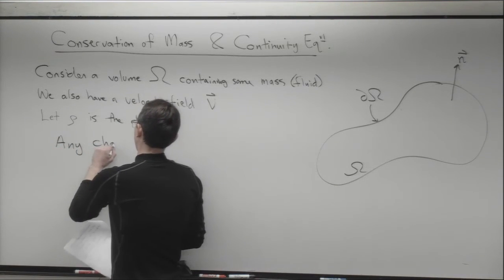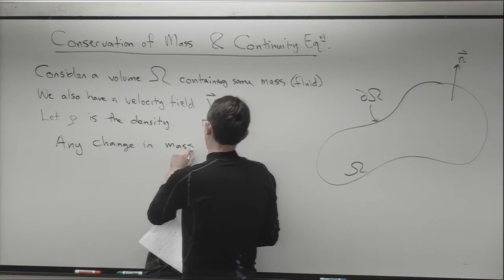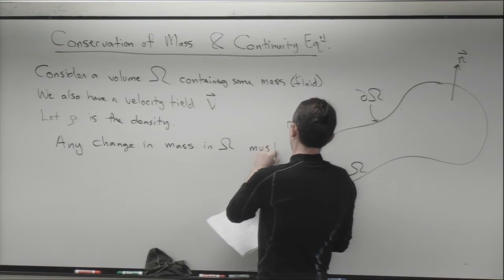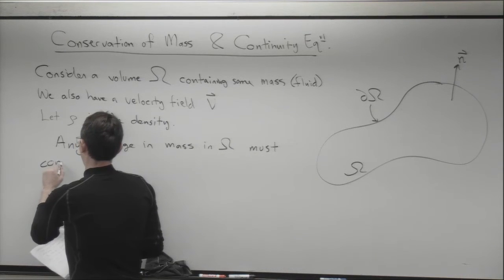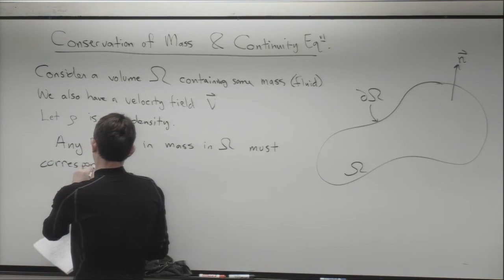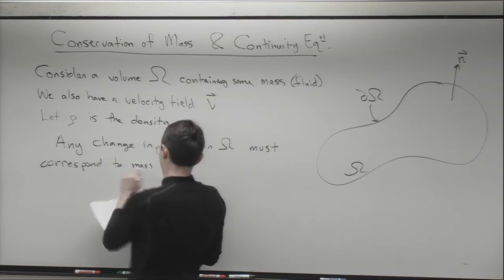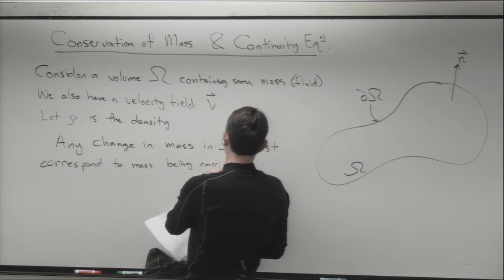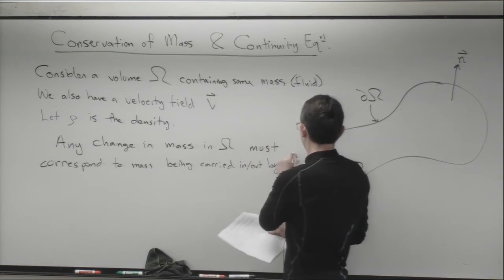So any change in mass in omega has to correspond to mass either coming in or out. Must correspond to mass being carried in or out by my velocity field V.